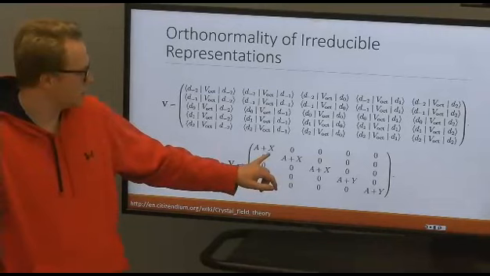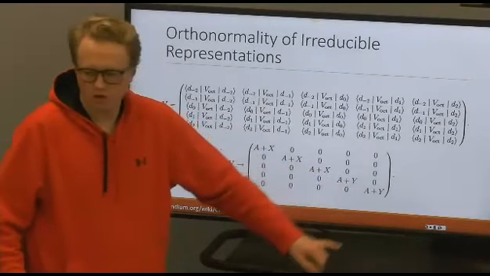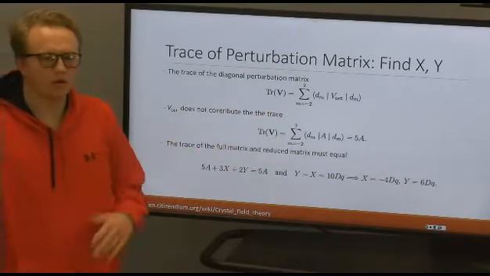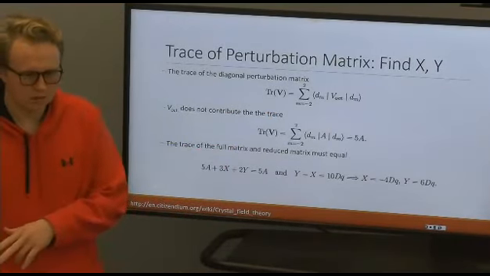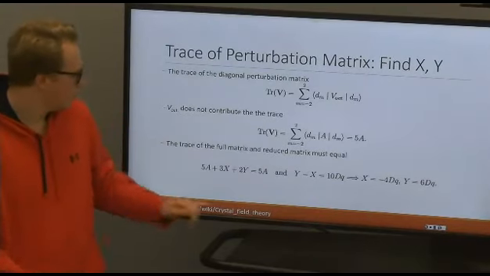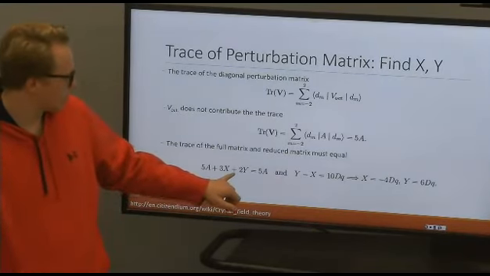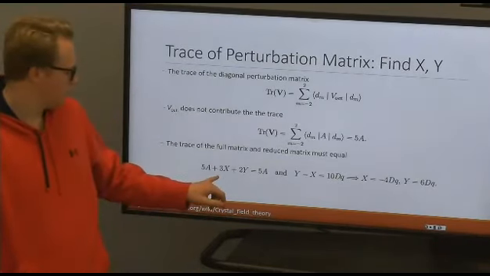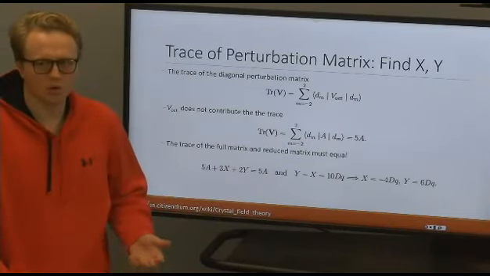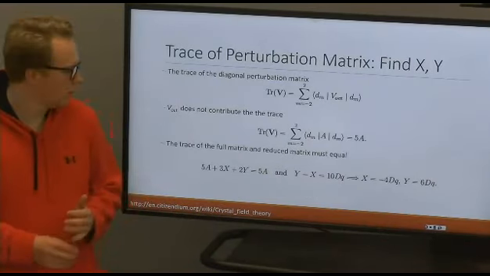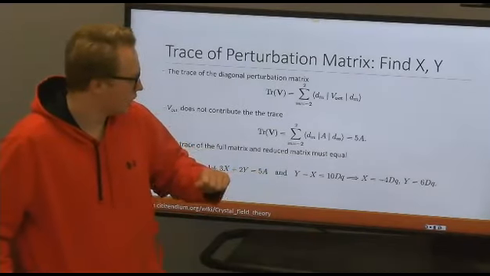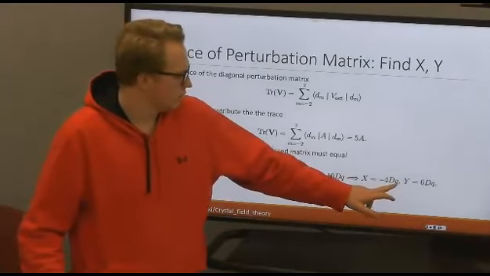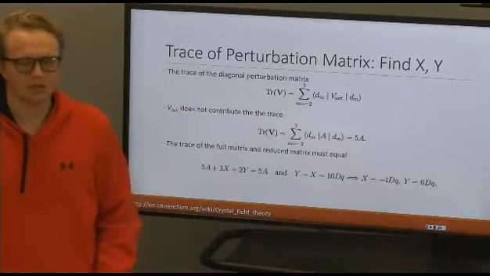And all we need to do is find the x terms and the y terms. So what you can do is take the trace of the original matrix and the diagonal matrix, and the trace should be the same. So then we get 5a plus 3x plus 2y is equal to 5a. Therefore 3x plus 2y should equal 0. So what you can do is solve this equality, and you get that x is negative 4Dq, and then y is 6Dq.